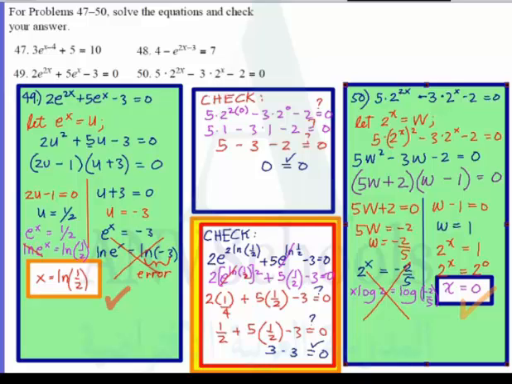Okay, so on the next video we're going to discuss logarithmic functions. So the definition of logarithmic functions, what are the properties of logarithmic functions, and how to get the particular equations of logarithmic functions.